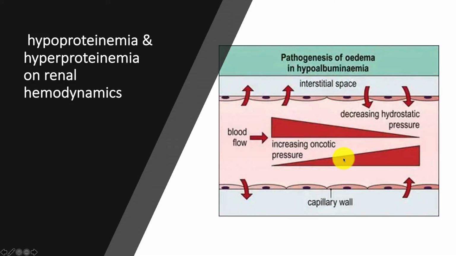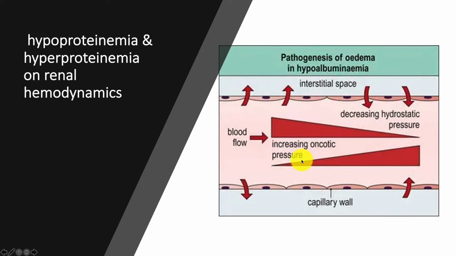So we can see here that we have certain types of pressure. First is oncotic pressure and then hydrostatic pressure. I'm just introducing these pressures to you. We also have the interstitial space. This is the space outside of the blood vessels where the cells are usually bathing in an aqueous solution, which is water.